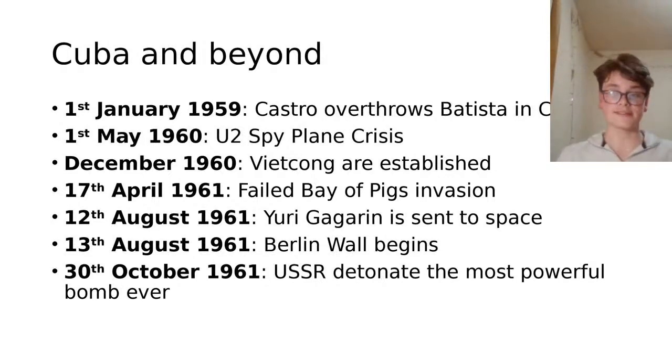Castro was communist, and they actually made an alliance with the USSR, which meant USA launched a trade embargo as key industries were nationalized. And on the 1st of May 1960, it's the U-2 spy plane crisis.